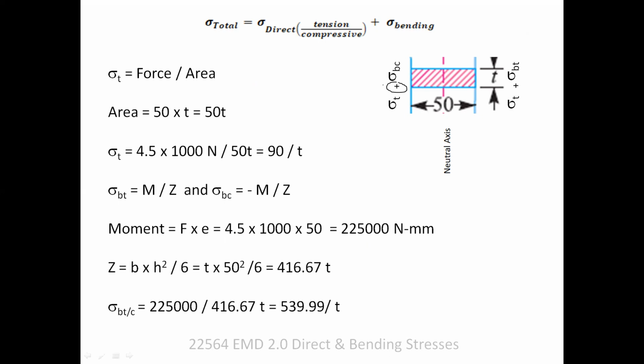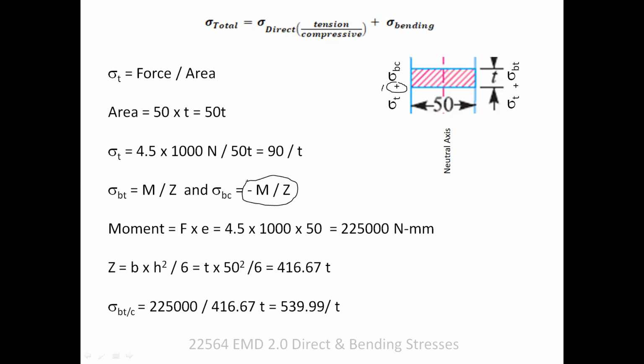There is a correction: sigma T minus sigma BC. Here there is a minus, because here there is a compression. So sigma T plus sigma BT on one side, and sigma T minus sigma BC on the left side. So the plus sign is at the right side. So we must consider the moment is equal to sigma T plus sigma BT.